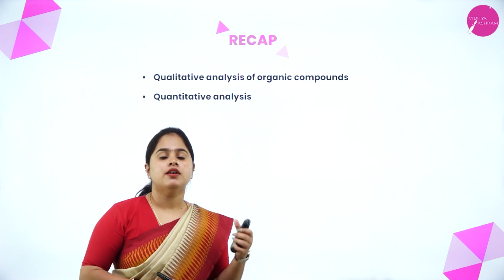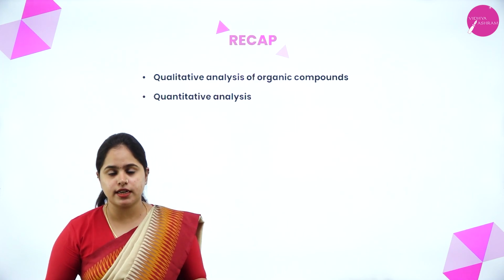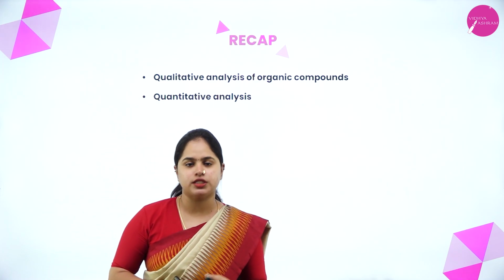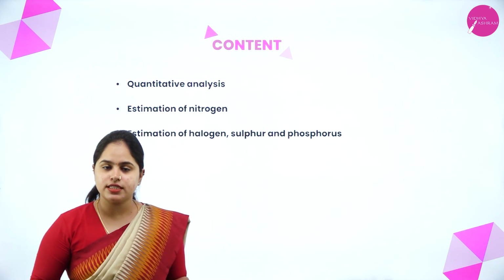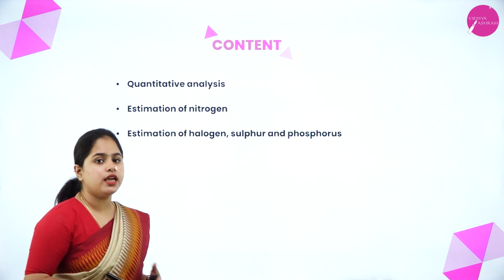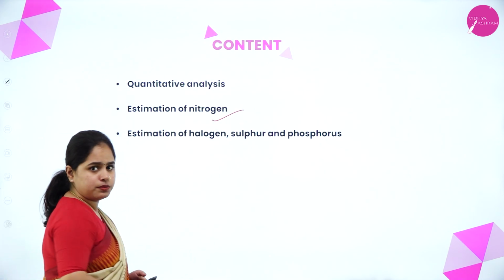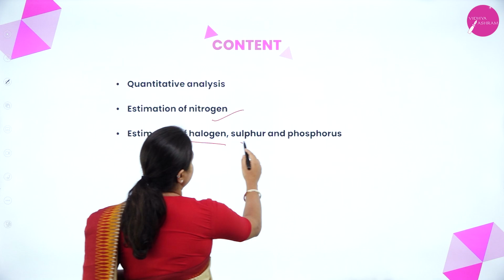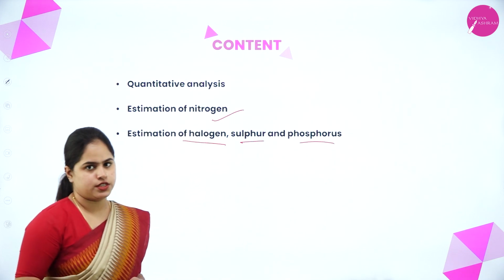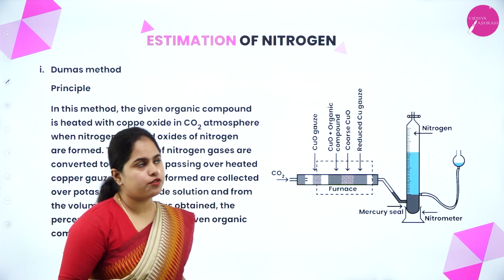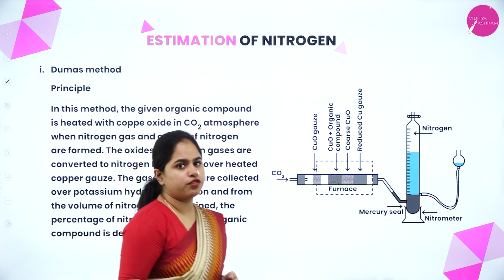So in the last session, we discussed and studied the quantitative analysis of carbon and hydrogen, that is Liebig's method. In today's session, we will be studying the quantitative analysis further, that is estimation of nitrogen, and then estimation of halogen, sulfur and phosphorus. Right, so let's begin with the first one, that is estimation of nitrogen.